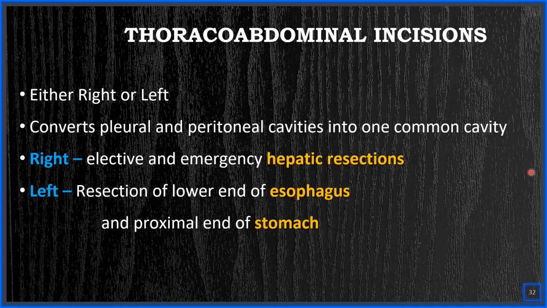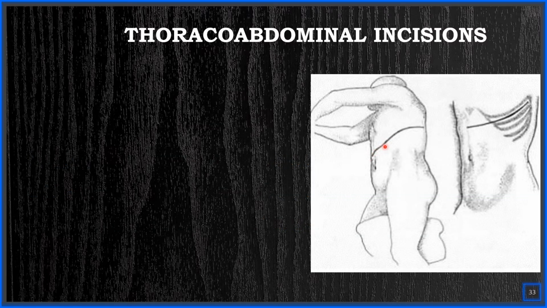Right side thoraco-abdominal incisions are usually done for elective or emergency hepatic resection. Liver is on the right side, so hepatic resections are done using the right thoraco-abdominal incision, whereas left thoraco-abdominal incisions are put when you are going to do resection of lower end of esophagus and the proximal end of stomach. So based on where the organs are, you can decide if you have to put a right or left thoraco-abdominal incision. This is how the thoraco-abdominal incision is put.